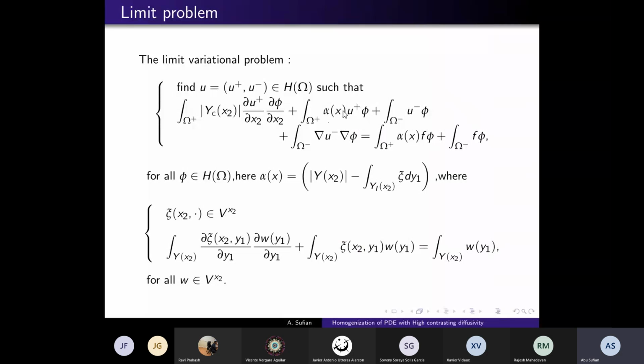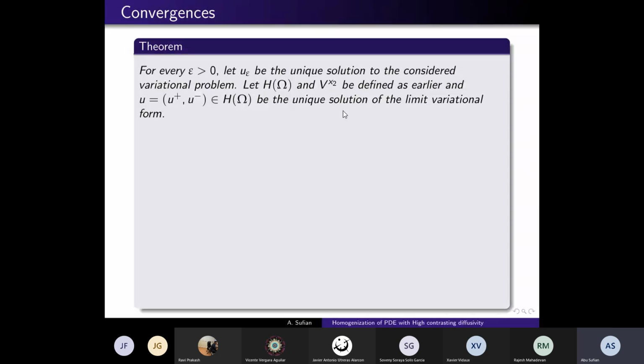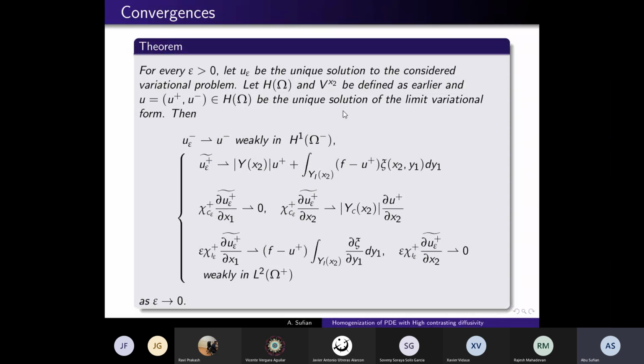Yeah. So this whole thing is summed up in the following theorem. For every epsilon greater than 0, let u_epsilon be the unique solution to the considered variational problem, and let H(Omega) be defined as earlier, and let u = (u+, u-) belonging to H(Omega) satisfy the limit variational problem. Then the following convergences hold.